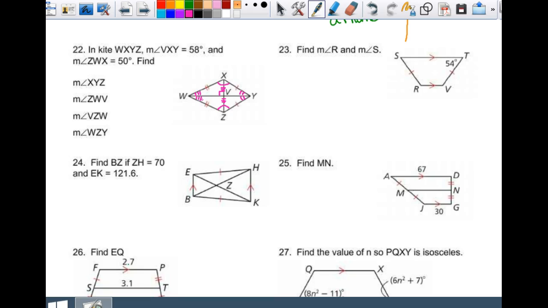All right, so let's see what we've got to figure out here. It tells me that VXY, this one right here, is 58, which means that this one is 58 because these little triangles are congruent.